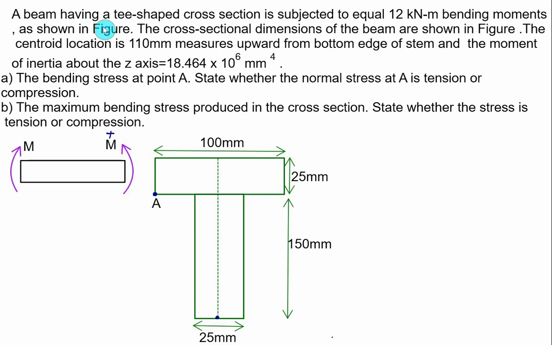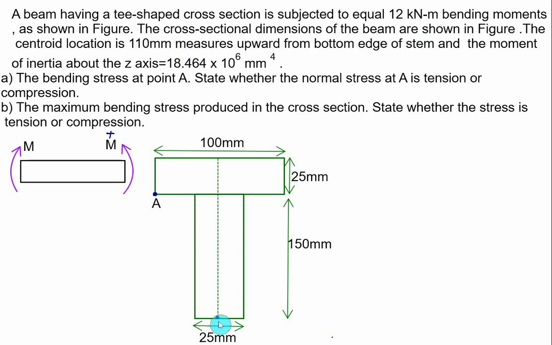A beam having a T-shaped cross-section is subjected to a 12 kN·m bending moment, that is the value of M shown. This value of M you have taken as a positive value because of sagging. The cross-sectional dimensions of the beam are as shown in the figure. We have a T-section, the flange has a width equal to 100 and the height is equal to 25. The web has a height equal to 150 and the thickness equal to 25 mm. The centroid location is 110 mm measured upward from the bottom edge of the stem.